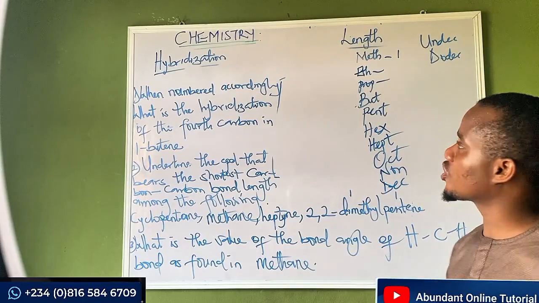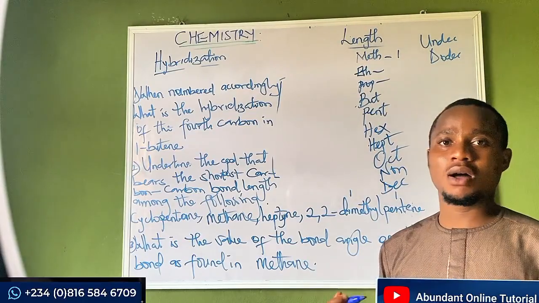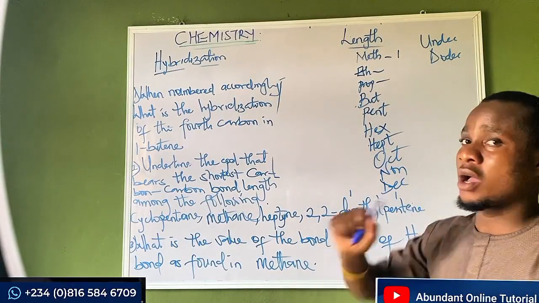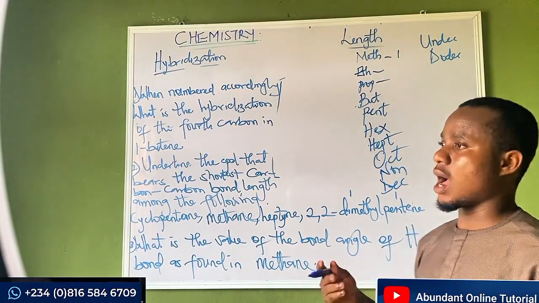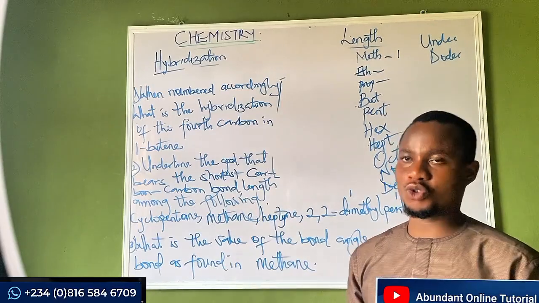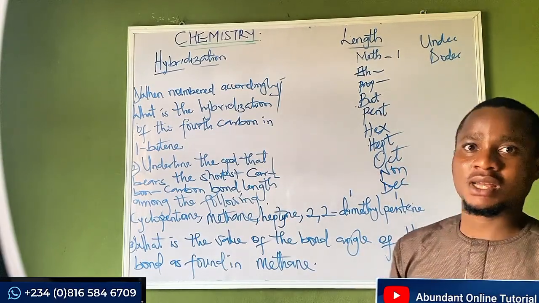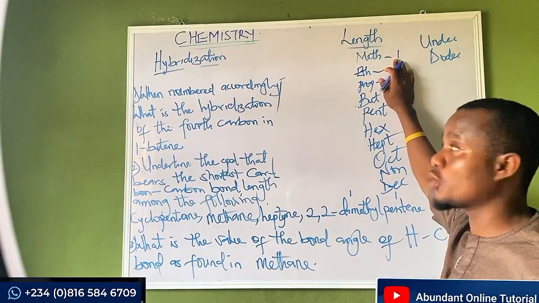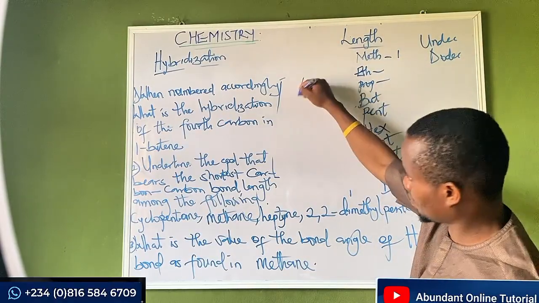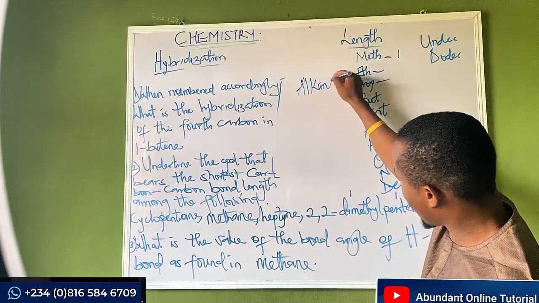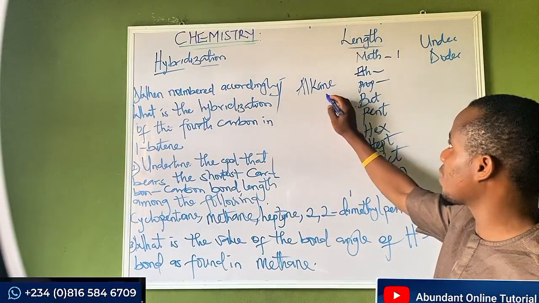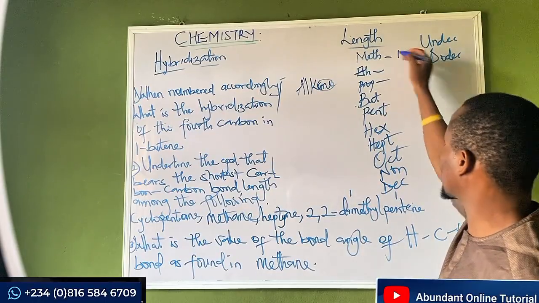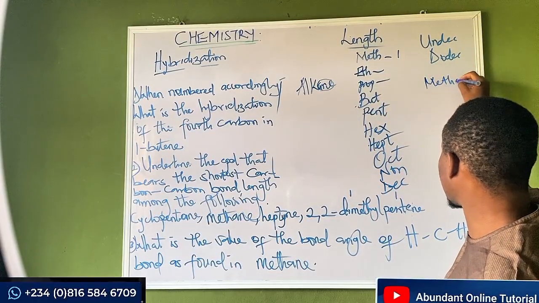Now another thing is check the functional group. Does it have a single bond, or does it have a double bond or triple bond? If it has a single bond, it belongs to the group alkane. And we'll pick the last 3 letters from here. If it is 1 carbon, we add it to it. It becomes methane.